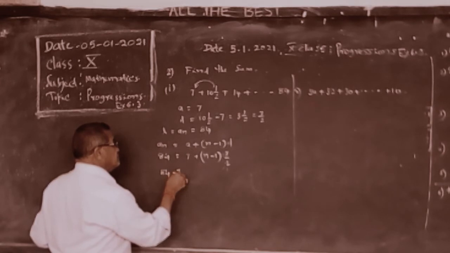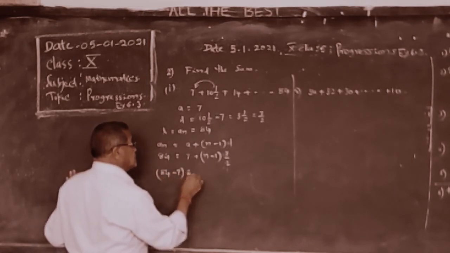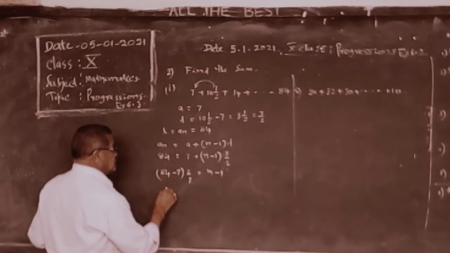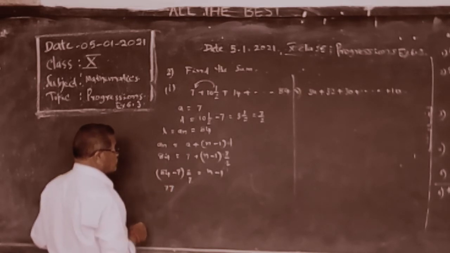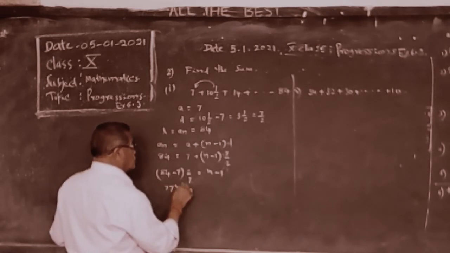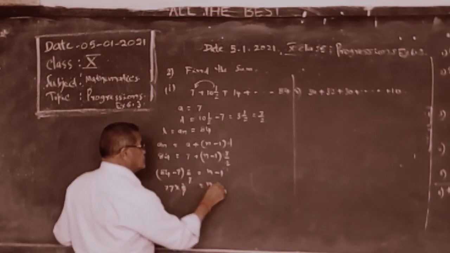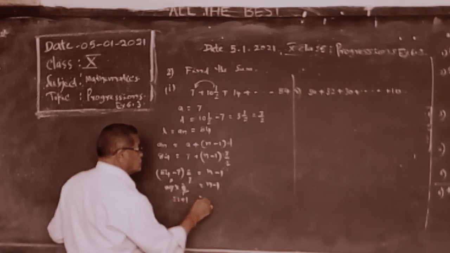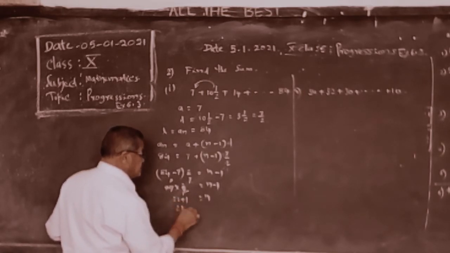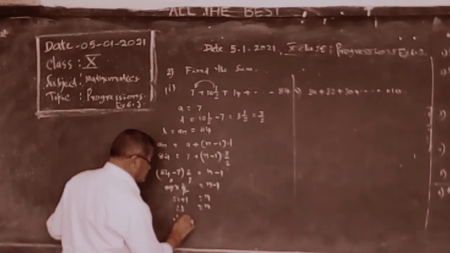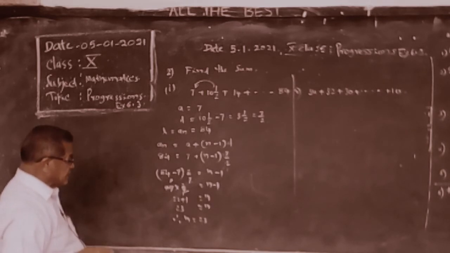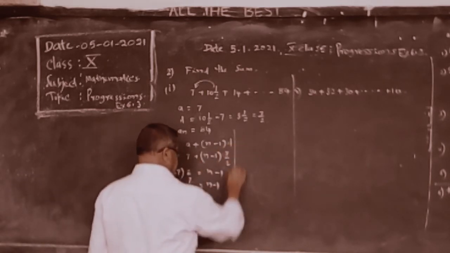84 minus 7, and into 2 by 7, is equal to n minus 1. This is 84 minus 7, that is 77, into 2 by 7 is equal to n minus 1. 7 elevens are 77, 11 twos are 22, plus 1 is equal to n. 23 is equal to n. Therefore n is equal to 23. We have to find the sum of n terms, 23 terms.